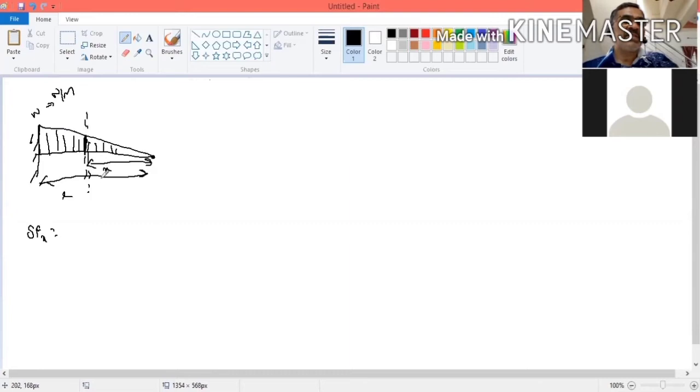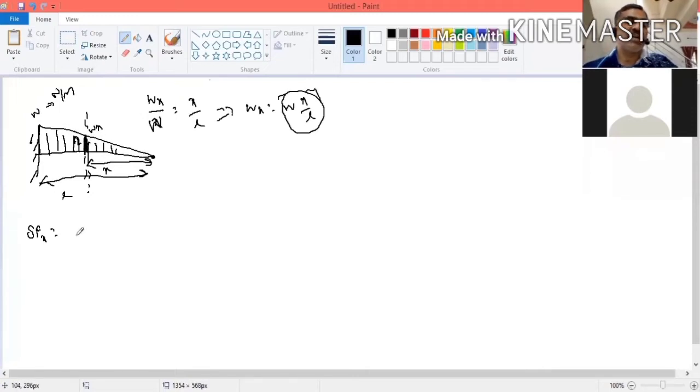This is X, this is L, this is W. Then what is the value of this? We have to find how much it is. Let us take this as Wx. Now, by the similar triangle principle, Wx by W is equal to x by L. Wx is equal to W into x by L. So this is a Wx load at this location.